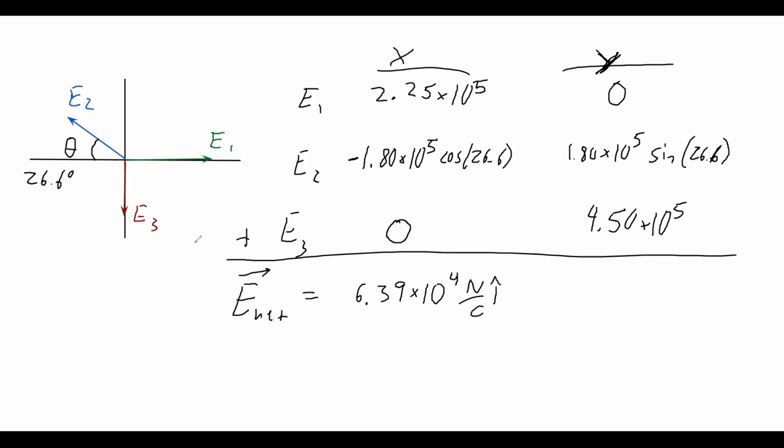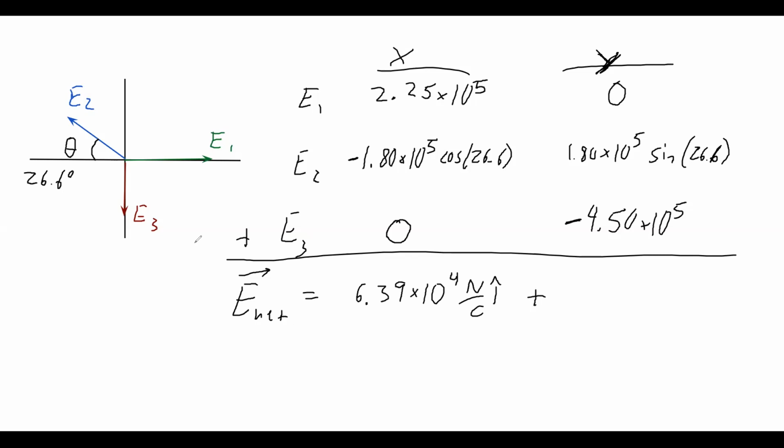So I'm gonna put this as i hat. I'm doing unit vector notation here. Plus my y component stuff. Oh, I forgot something for the y component. E3 is going downward, so this should be negative. Well, good thing I caught that before I did the calculation. Yeah, E3 is going down, so I have a negative y component.